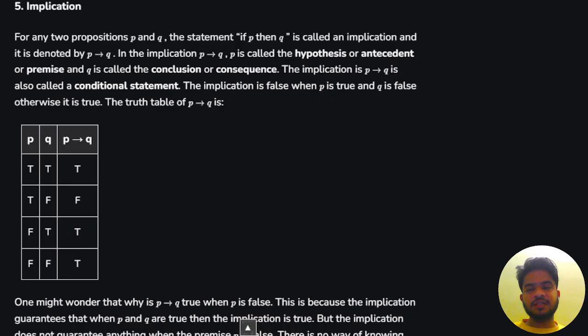Next one is implication. For any two propositions P and Q, the statement if P then Q is called the implication and it is denoted by P implies Q. In the implication P implies Q, P is called the hypothesis or antecedent or premise, and Q is called the conclusion or consequence. The implication P implies Q is also called a conditional statement. This implication is false when P is true and Q is false. Otherwise, it is true. The truth table is given below.